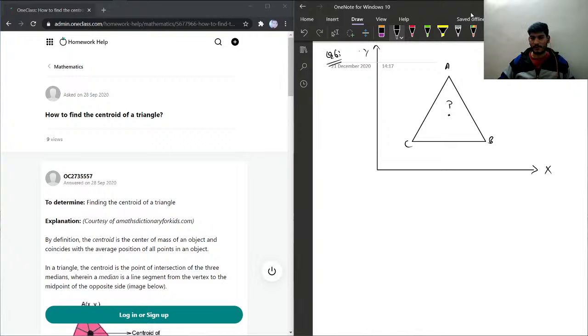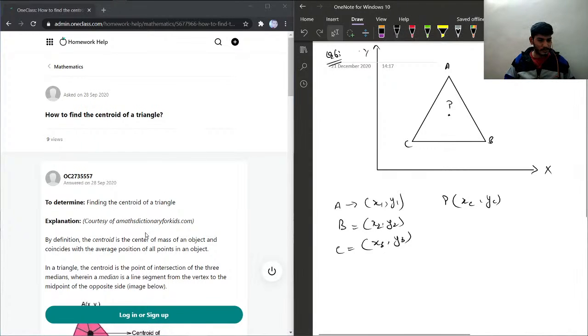And the coordinate for A, let's say A is x1, and as this is a 2D system, so we'll just say x1 y1. B is x2 y2, and C is x3 y3, and let's say the coordinate of P is xc and yc, so C is for centroid.